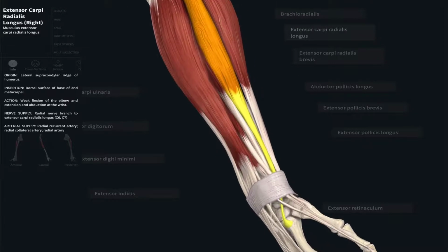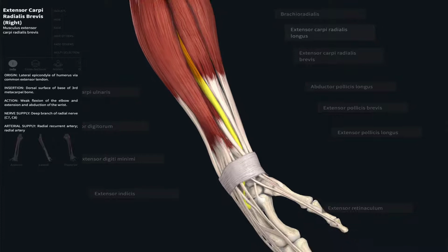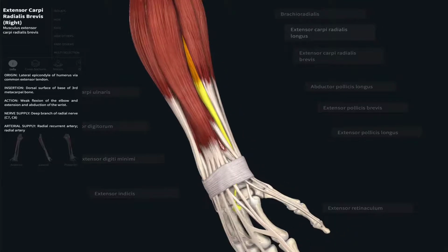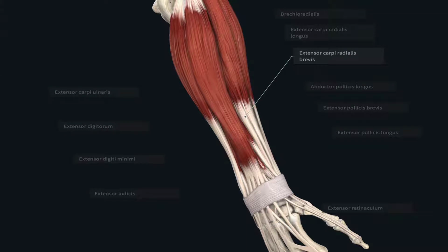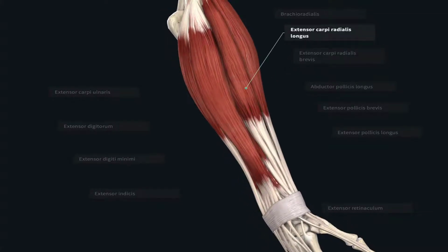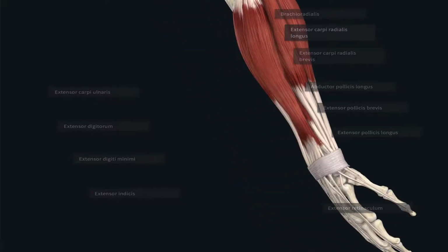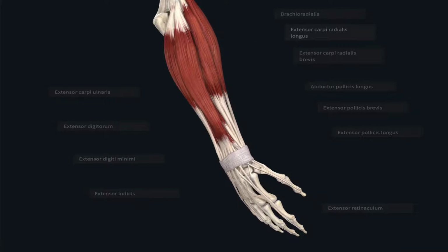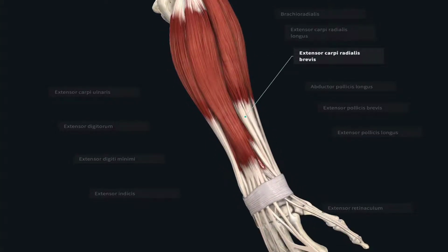Located immediately deep to this muscle, we see the extensor carpi radialis brevis muscle. Now, the extensor carpi radialis brevis muscle is going to be located deeply to the extensor carpi radialis longus muscle. The length of the tendon is going to differ. So the longus will have a longer tendon and the brevis will have a shorter tendon.